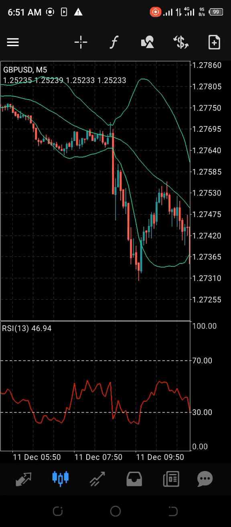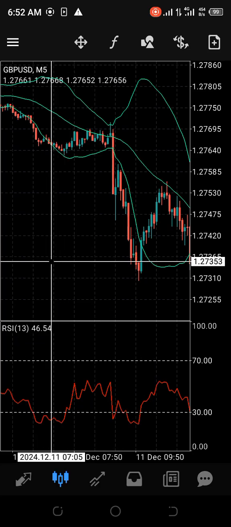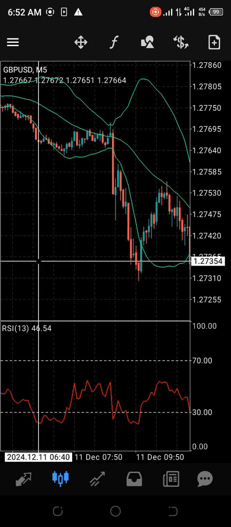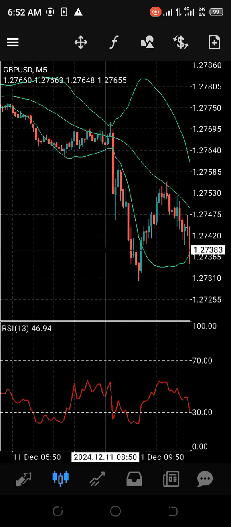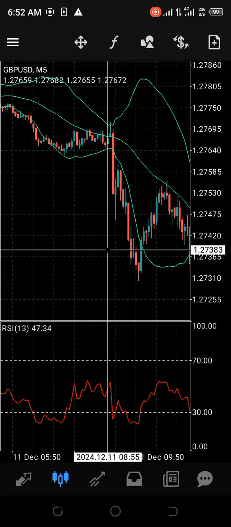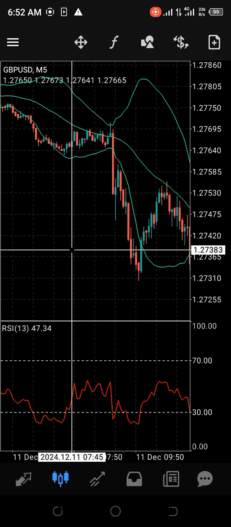Oversold here. Okay, it does not break the lower band during the oversold. Okay, break below the lower band. Break below it. And look at it. You take your profit at the upper band. Look at it. You take your profit at this upper band.